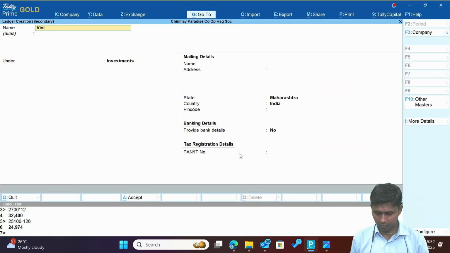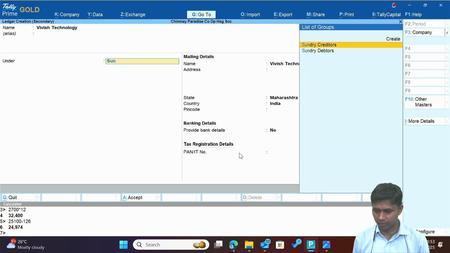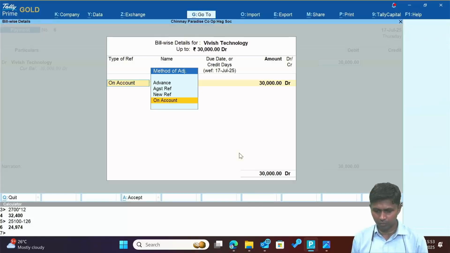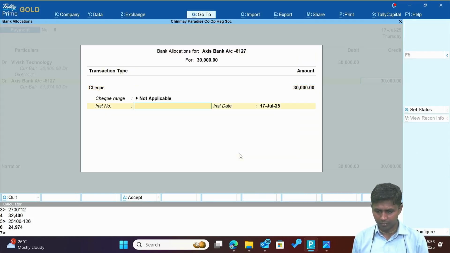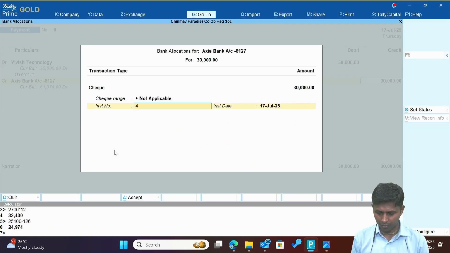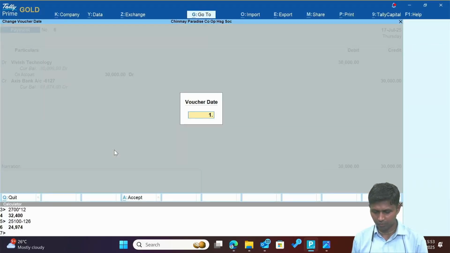Now the payment we have paid to Vivish Technology, under sundry creditors we paid, that means this must be under sundry creditors, 30,000 rupees, and through Axis Bank we paid with reference number 489954. On which date? On 1st August. Change the date to 1st.